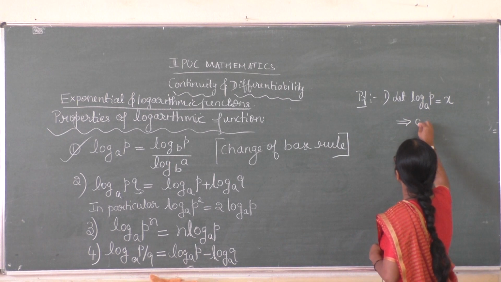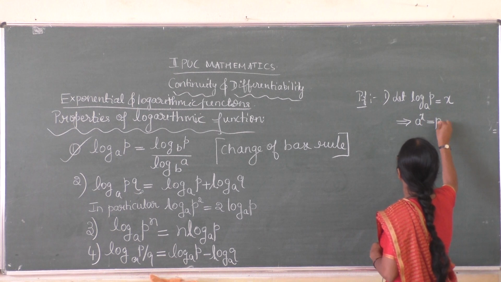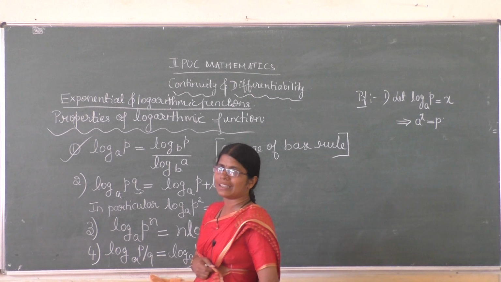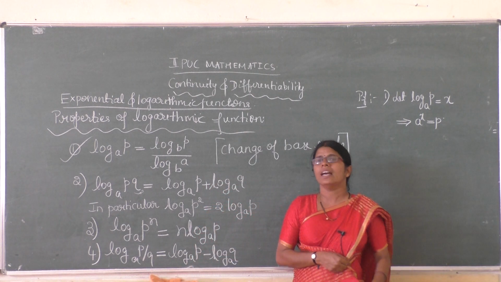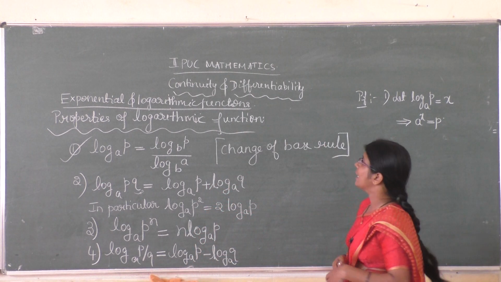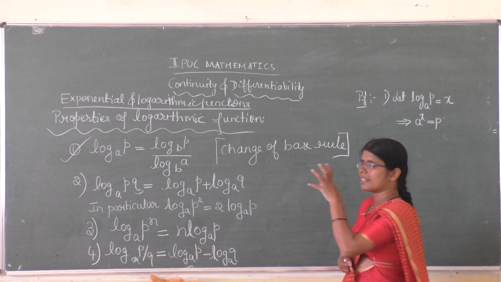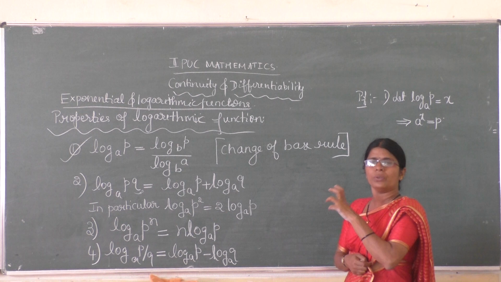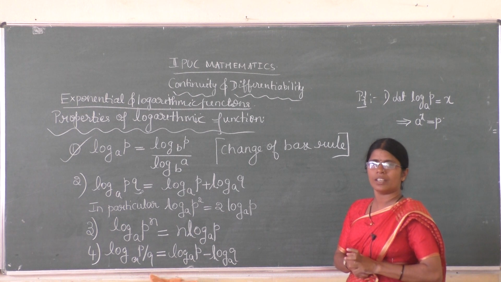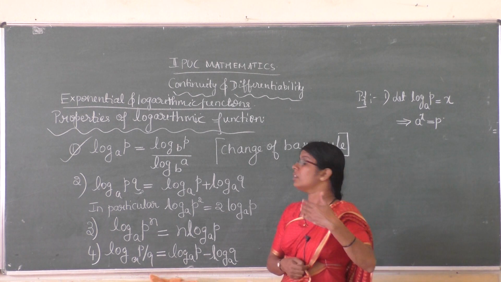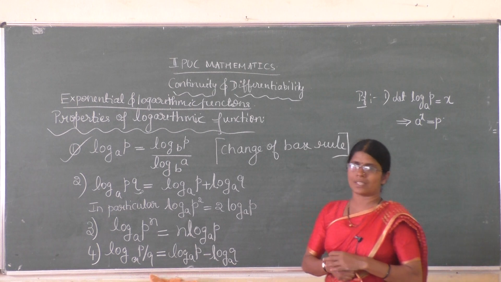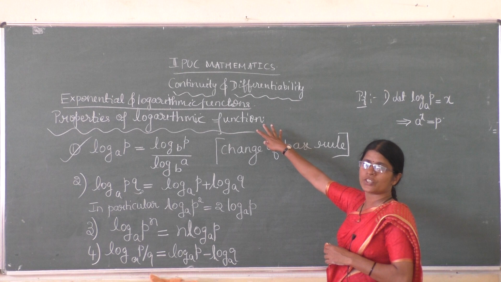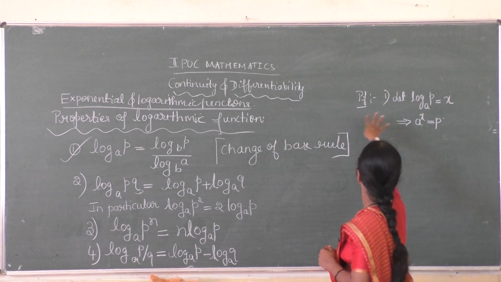According to the definition, a to the power x is equal to p. So the definition of exponential and logarithmic function I explained here, and it is given. I will give it in the notes. That is a theory part. So you should know the definition, which I will provide in the notes. We have to apply that here.